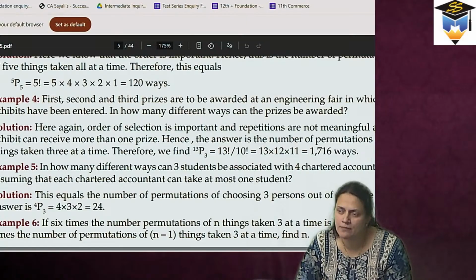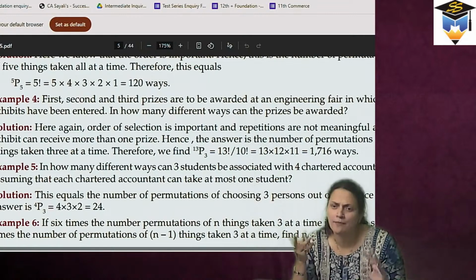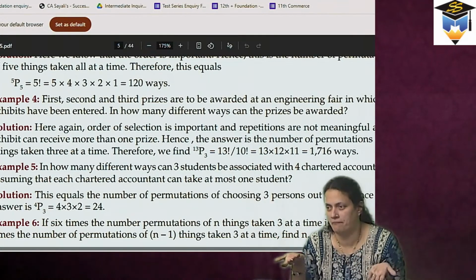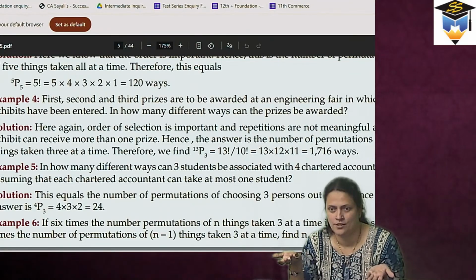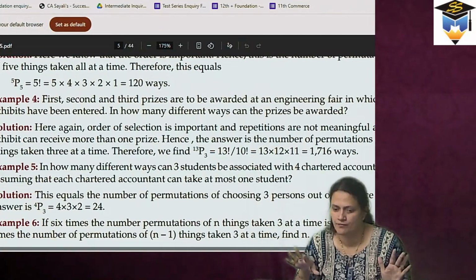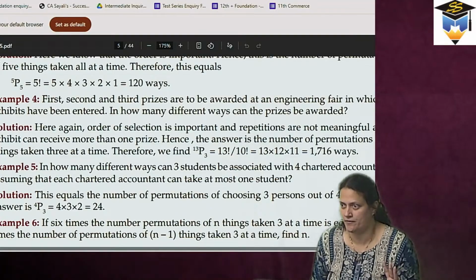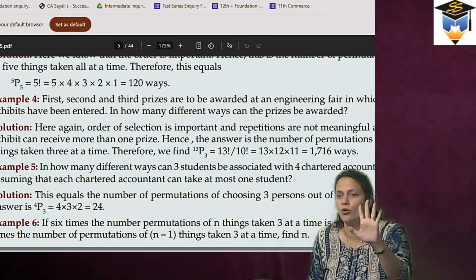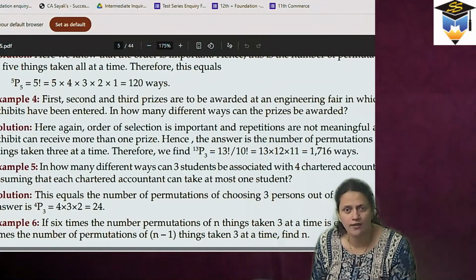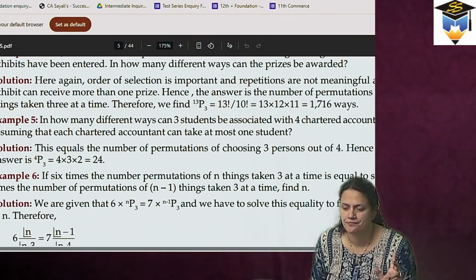Now why is this an example of permutation? Because first, second and third can be any person. Their position cannot be fixed till you award them. So from a group of 13, you have to select any 3. So order is important. That is, 3 have to be selected. You cannot select only 2 or only 1. But you can select them in any which way. Understood? Let us go to the next example.